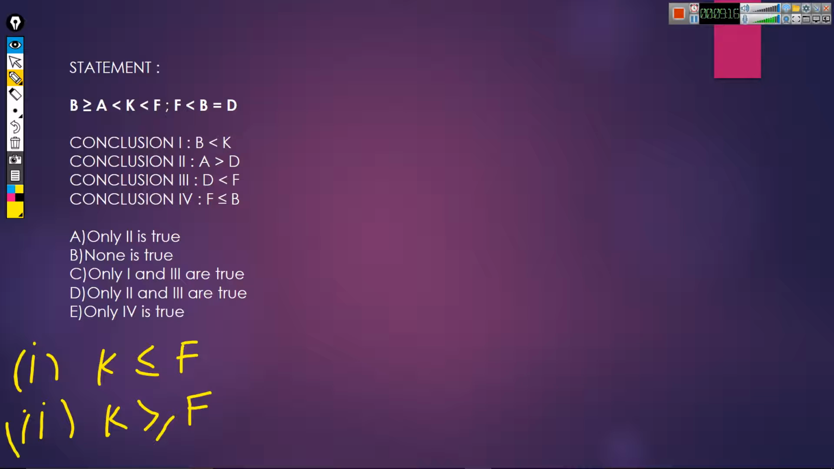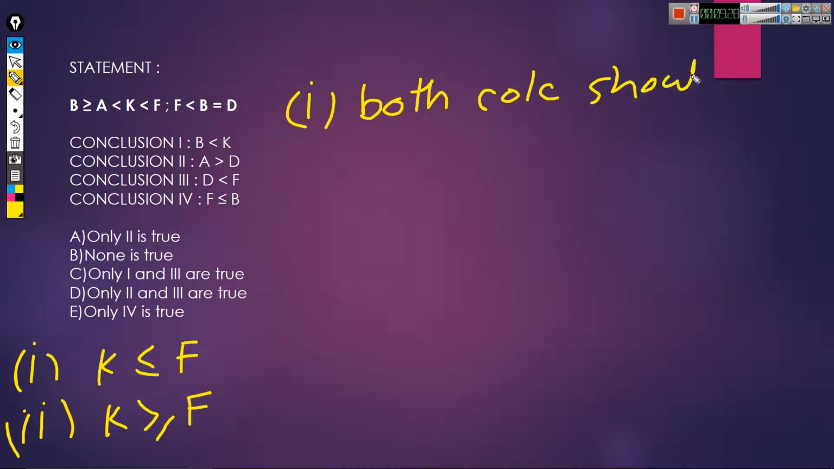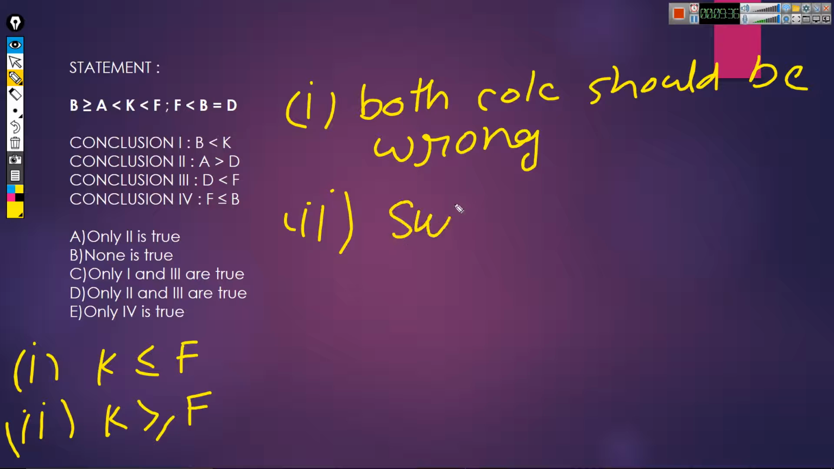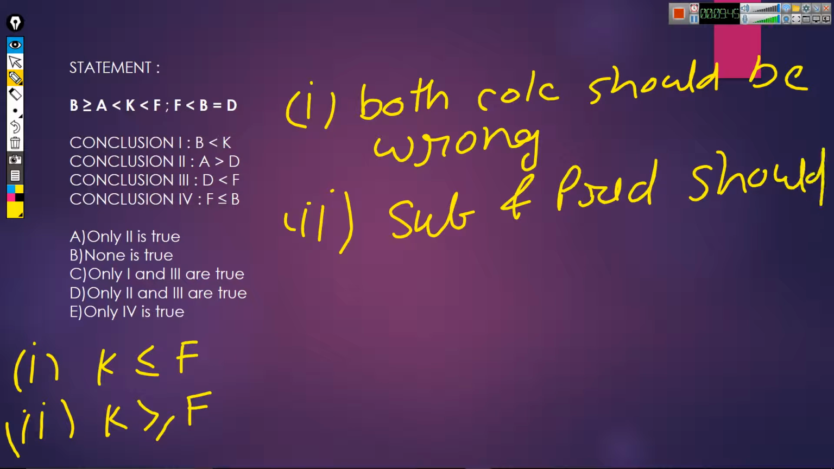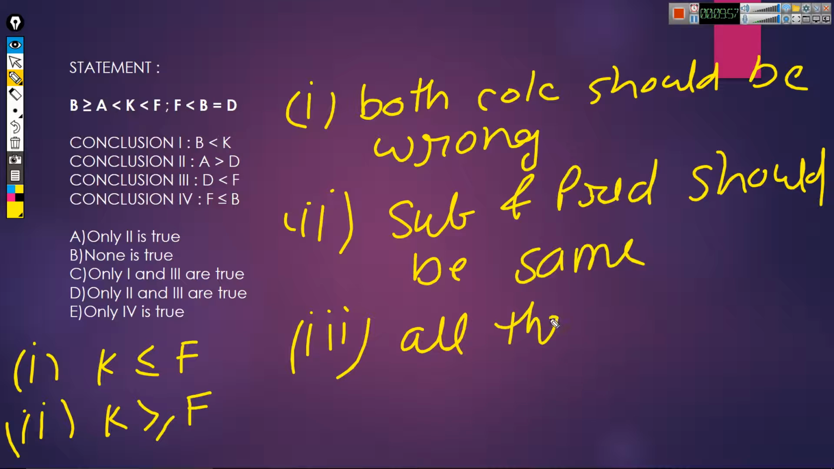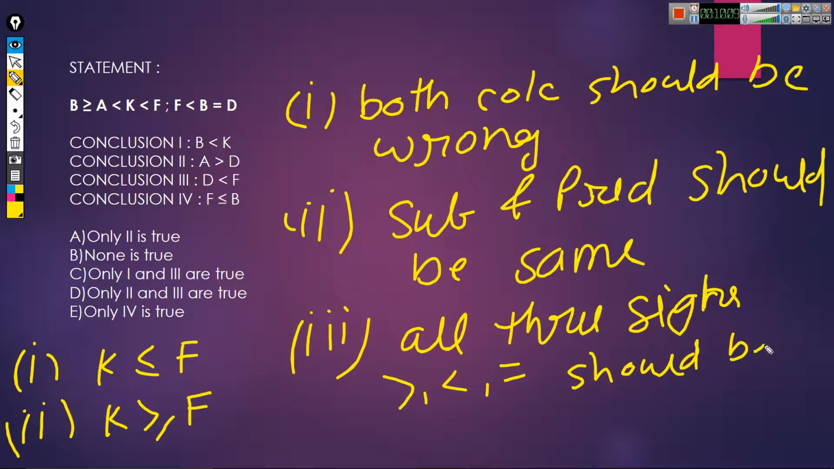Now, if you are making notes, then write these conditions in your copy. Condition number one is, for either-or, both conclusions should be wrong. Number two is, subject and predicate should be same. And third condition is, all three signs, greater than, less than, and equals to, should be there. Okay, both conclusions should be wrong.